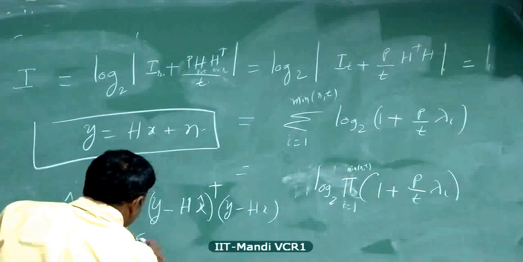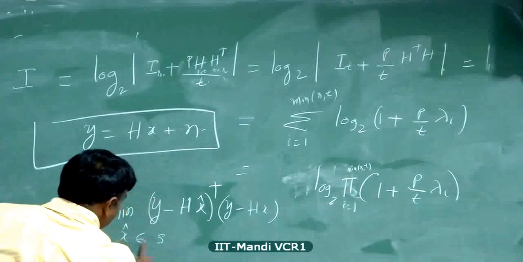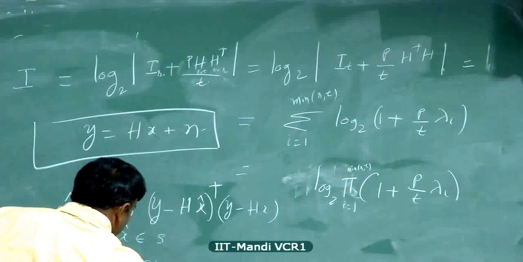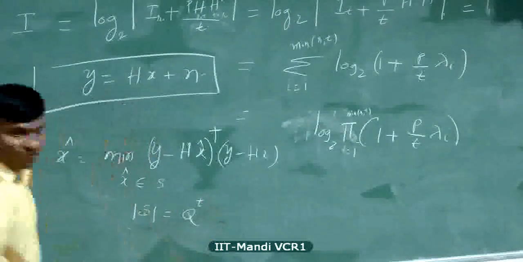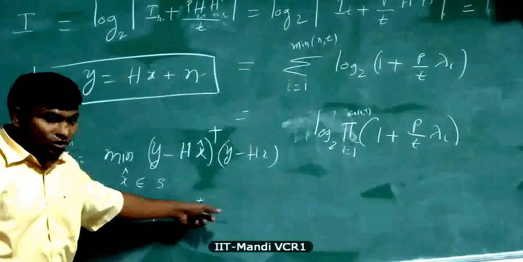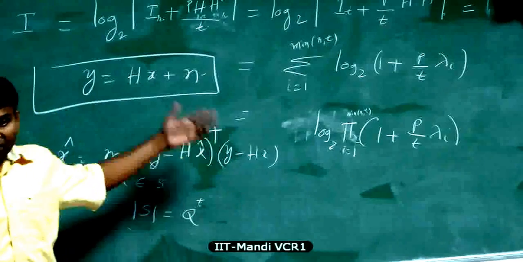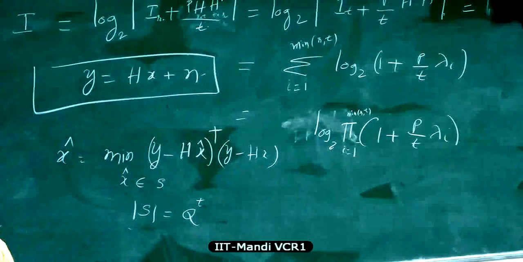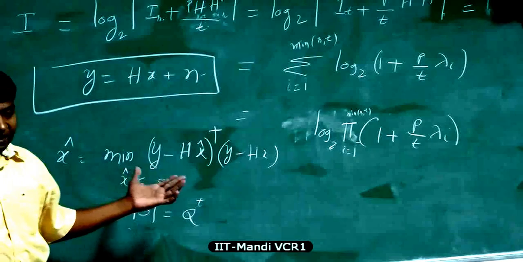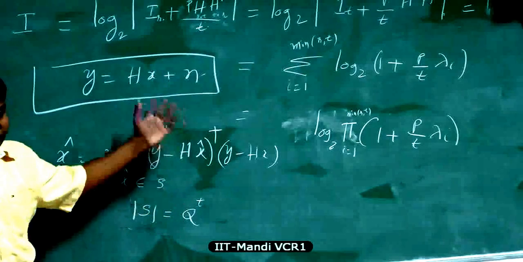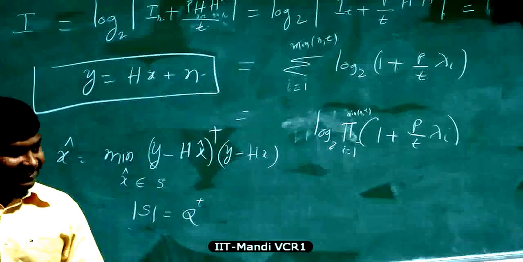Q raised to x belongs to a size set, x belongs to a set S, where the cardinality of S is q raised to t. When q is 16 QAM, 16 raised to 2 or 3 or 4, whatever it is. This is called a maximal likelihood receiver that can jointly detect all the data streams. And the nice thing about this is, now there is no limitation on the number of transmit or receive. You can have t transmit and even one receive is also possible.